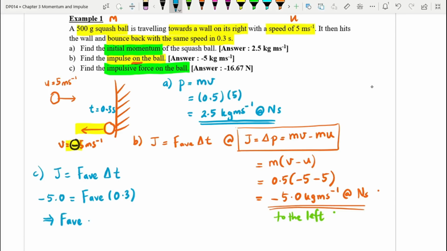So you will get the impulsive force equals -16.67 Newton. Okay, do not write Newton second this time. This is a force. So F average is also negative. Why is it negative? Since the impulse from the wall to the ball is to the left, the force will also be to the left. So you can see why it is negative: the direction is to the left.